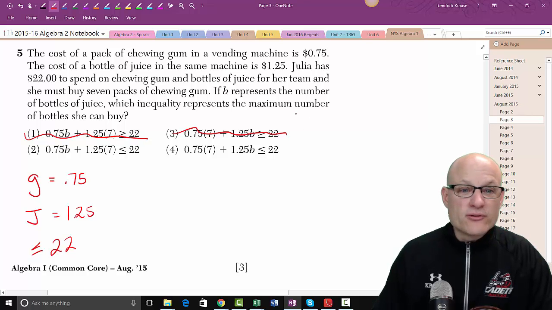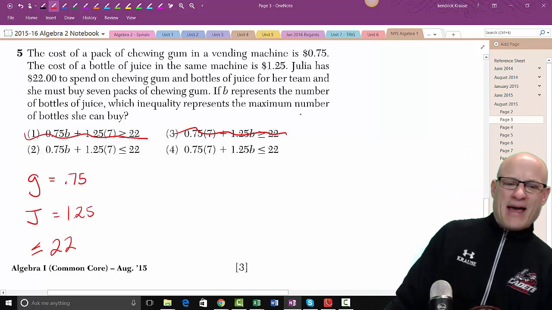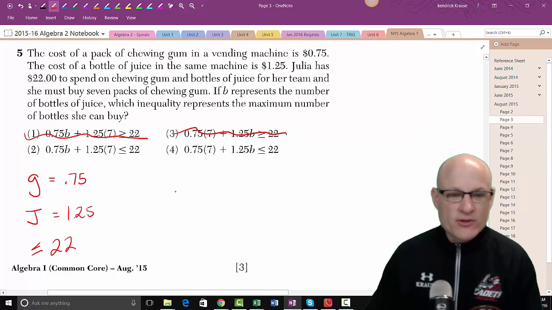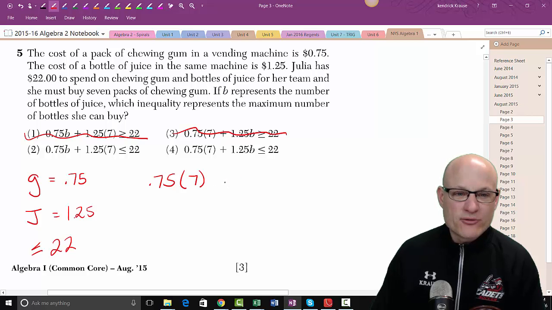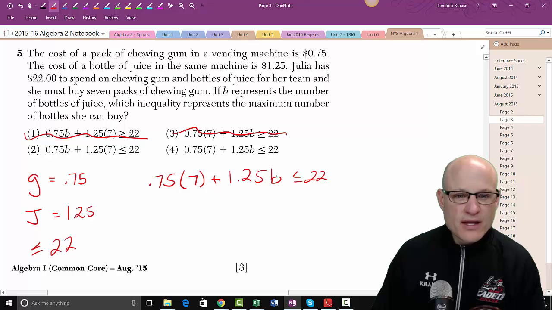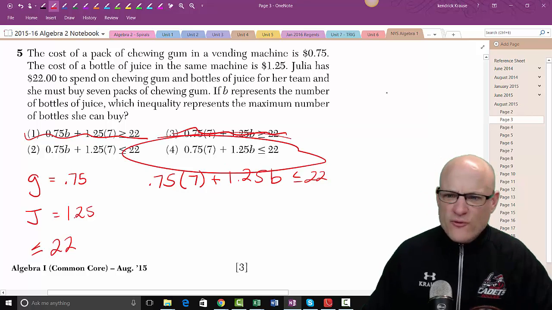All right, down to 2 choices. If B represents bottles of juice, she has to buy 7 packs of gum. I guess she's getting them for her friend. So we're going to take 75 cents and multiply it by 7. And then we want to buy as much juice as possible. So to that, we're going to add $1.25 for the bottles of juice, and we have to stay under 22 bucks. And that would be choice 4.